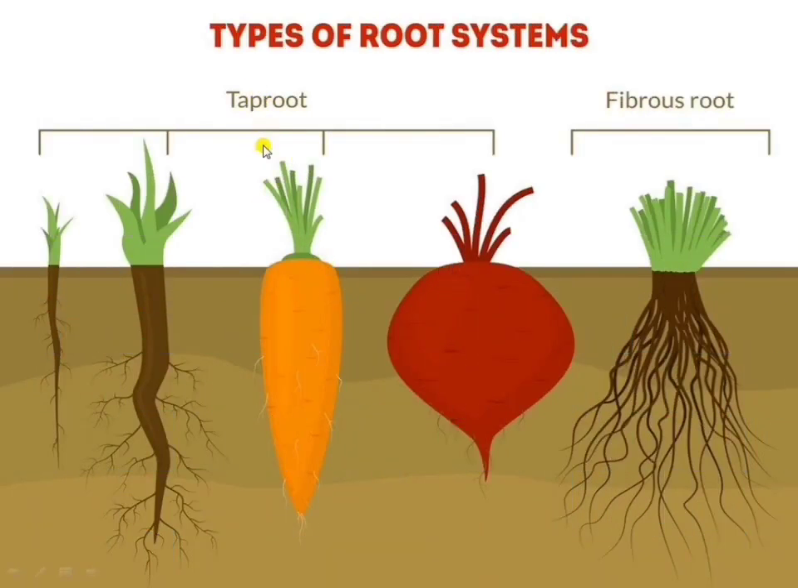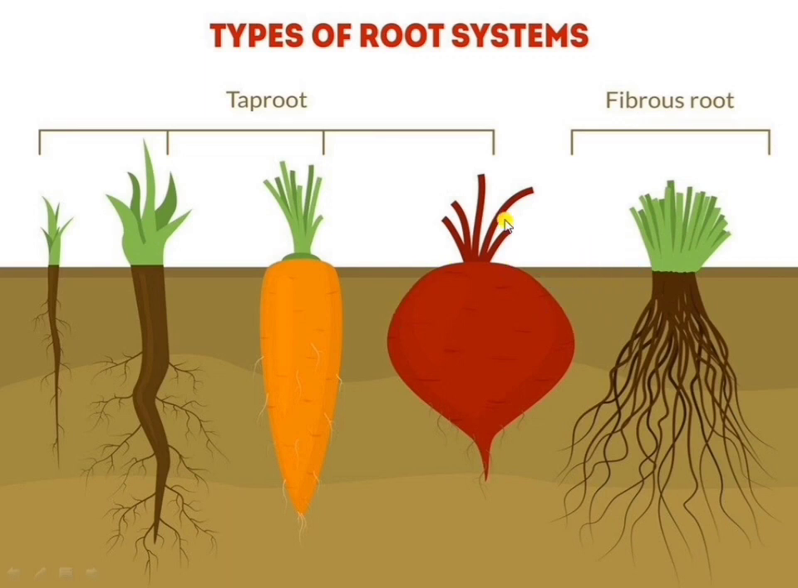Here is the picture of types of root systems. These are examples of the taproot, and this plant is the fibrous root example. Examples of plants having taproot systems are radish, pea, rose, mustard and balsam. And in fibrous root, the examples are marigold, cereals and some grasses.